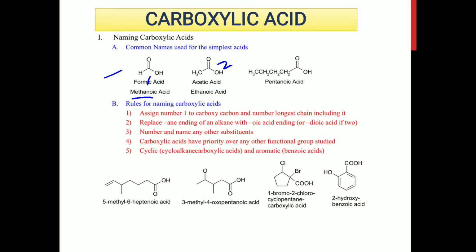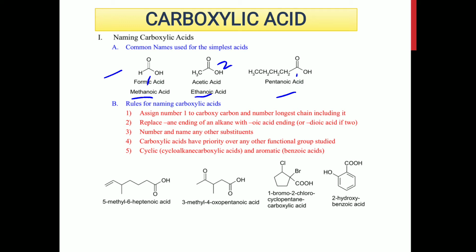Okay, in the second structure, acetic acid, we have 2 carbons, so we use the parent ethane, and it becomes ethanoic acid, right? Similarly here, there are 5 carbons in this chain, and at the first position we have the carboxylic acid group, that is C double bond OH, so it will be named pentanoic acid, right? So I hope you understand this simply.